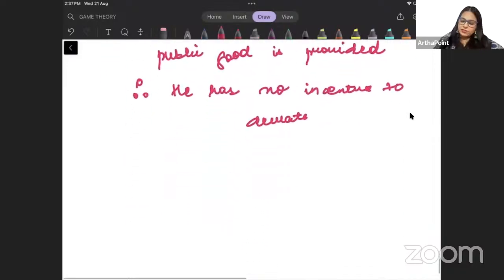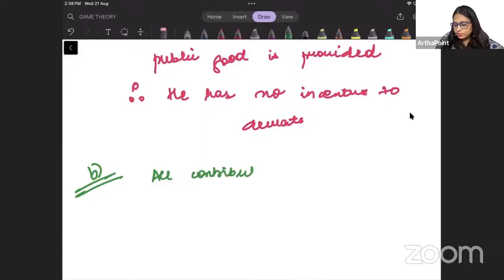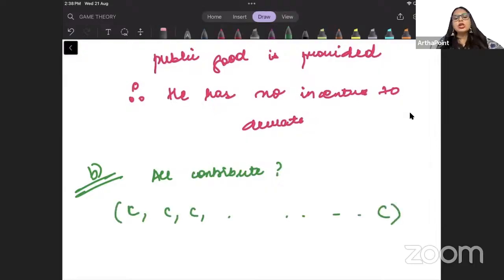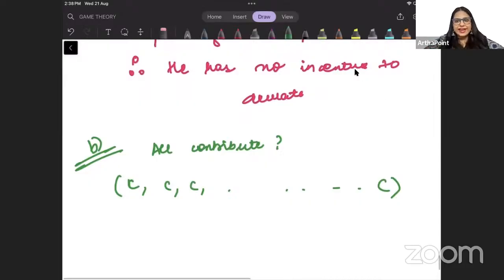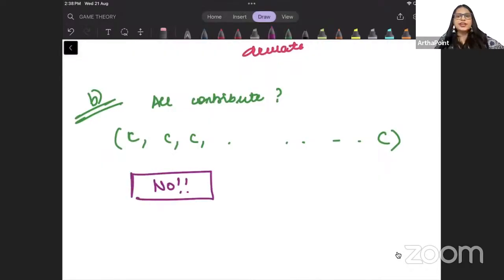Okay, now I have a question for you. What if all contribute? Is this a Nash equilibrium? Contribute, contribute, contribute 10 times. What if all people contribute? Is this a Nash equilibrium? क्या ये Nash है? Think. The answer is no. Why? Why is this not a Nash equilibrium? क्यों सबका contribute करना Nash नहीं है?